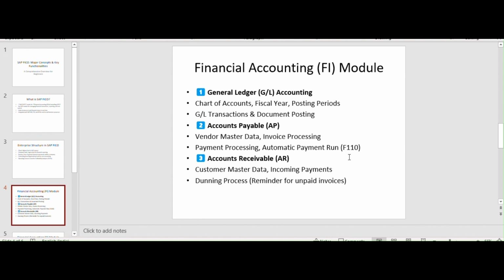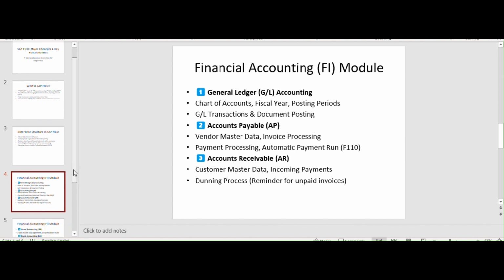In accounts receivable, customer master data, incoming payments, and the dunning process, which is a reminder for unpaid invoices, come under accounts receivable.